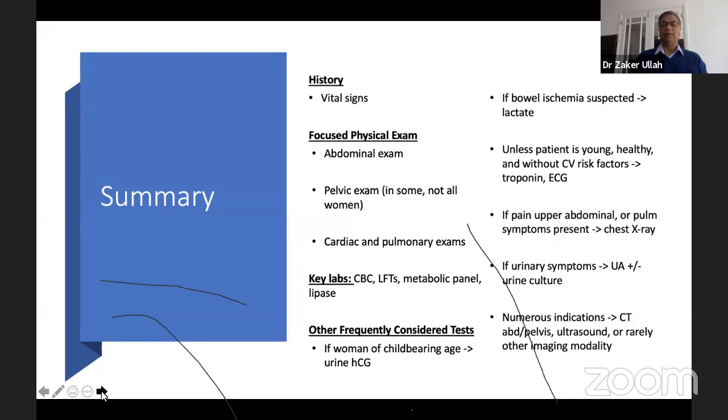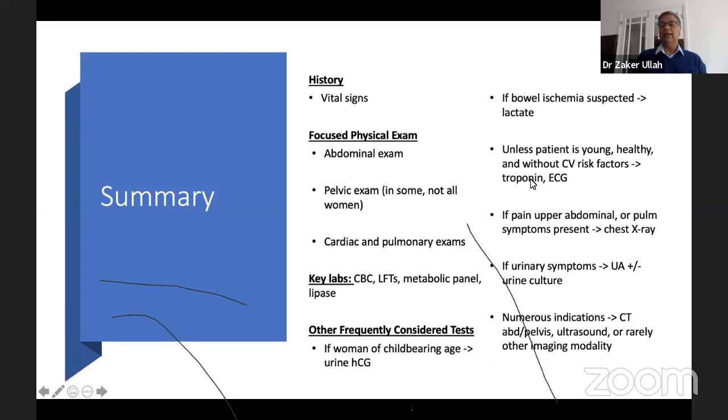Then focus physical examination. If you're only examining the abdomen, then abdominal examination and pelvic examination. But don't forget to see the arm, the way I showed you, the hand examination, neck examination, cardiac and pulmonary examination should be done as well. Key laboratory tests, as I said: complete blood picture, liver function test, metabolic profile, including kidney function test and lipase. These are enough. Other frequently considered tests: if they're women, then HCG, the pregnancy test; for ischemic bowel, then lactate.